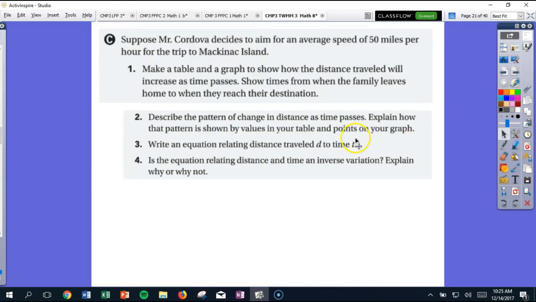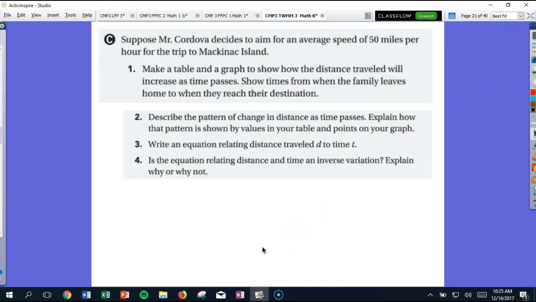Part C, if you have a chance, C is kind of fun. Suppose Mr. Cordova decides to aim for an average speed of 50 miles an hour for his trip to Mackinac. Make a table and graph of that. Show times from when the family leaves home to when they reach their destination. Remember, he's going 300 miles at 50 miles an hour, so we want to see that every hour in our table and on our graph.